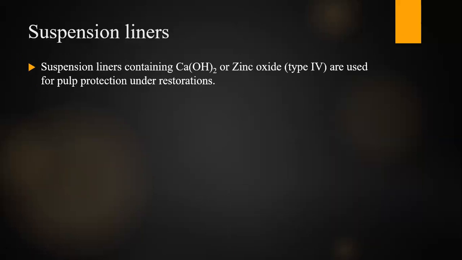Then suspension liners containing calcium hydroxide or zinc oxide type 4 are used for pulp protection under restorations. The solution liners include varnishes, that is already mentioned. That's why we are directly dealing with suspension liners.